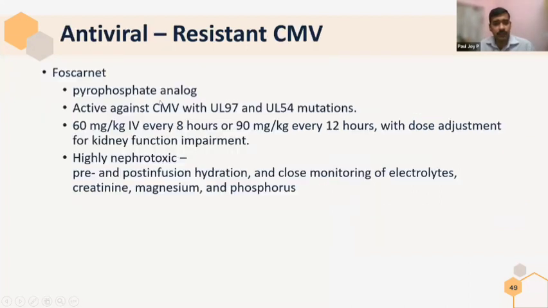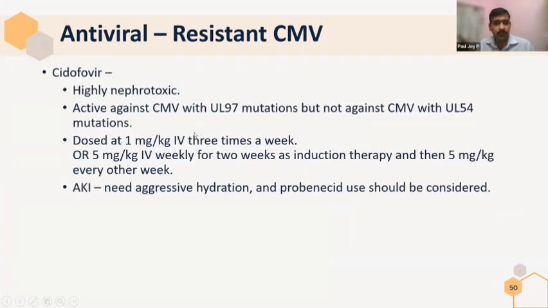Now, foscarnet, as said, is active against CMV with UL97 and UL54 mutations. It is highly nephrotoxic, and before giving this drug, hydration and close monitoring of electrolytes and renal function is required. Cidofovir is also highly nephrotoxic. It is active against CMV with UL97 mutation, but not against CMV with UL54 mutation. And it is also nephrotoxic. There is risk of AKI, and hydration and use of probenecid should be considered.